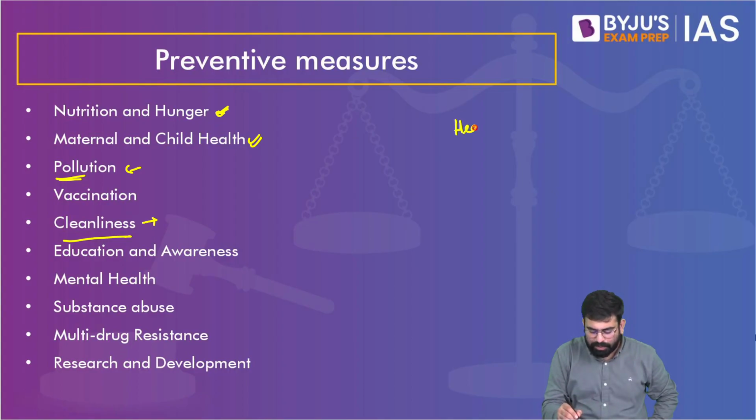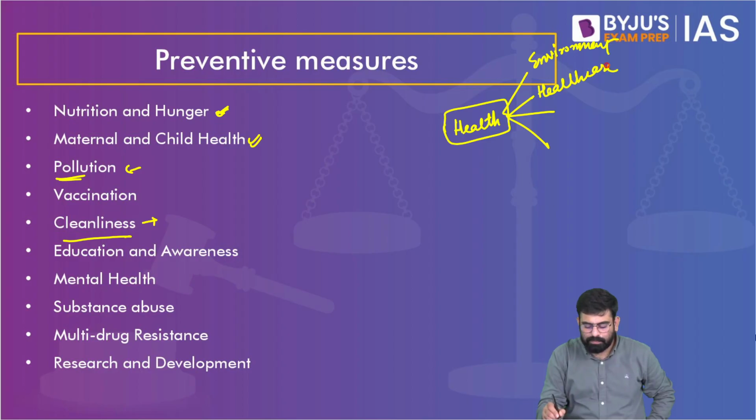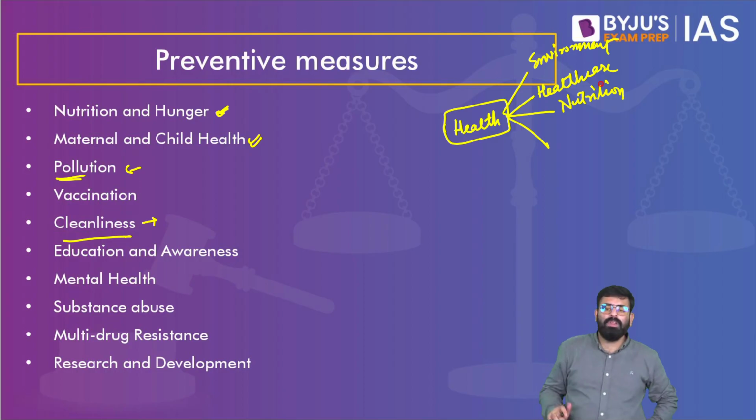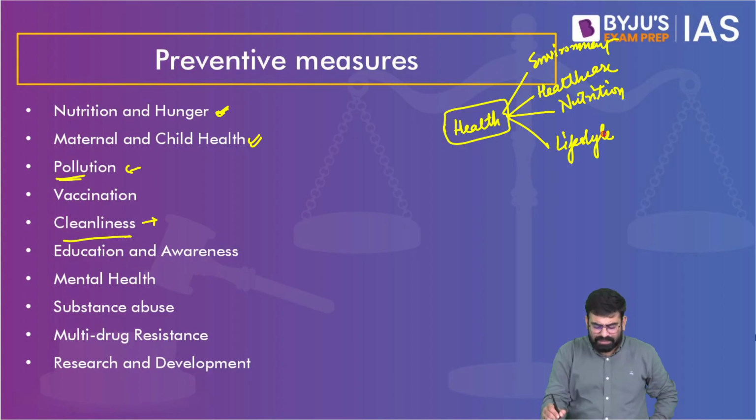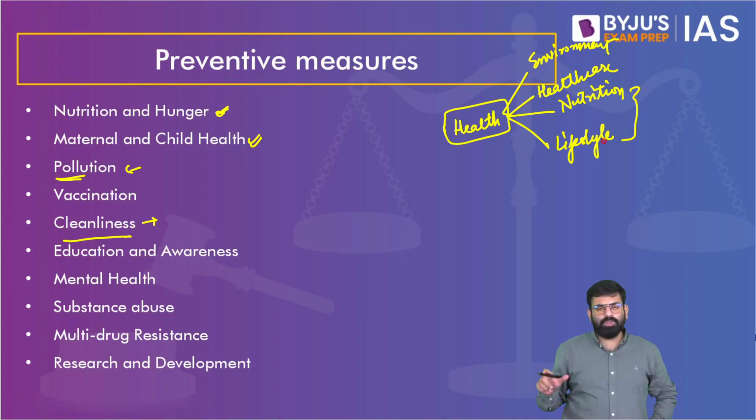So if we talk about health, there can be various determinants of health. It can be your environment, right? It can be the healthcare facilities that are available. Then it is your nutrition and lifestyle. So there can be various determinants of health, and we were saying that nutrition and lifestyle are actually the ones which should be given the most weightage, right?